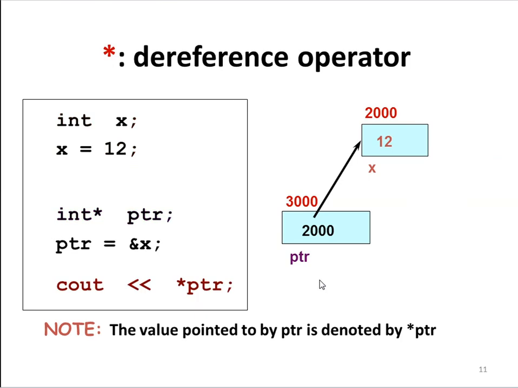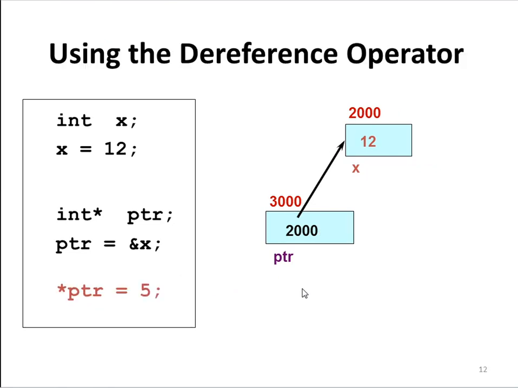Dereference operator: how are we going to use the dereference operator? Same example: integer x, x equal to 12, integer star ptr, then ptr equal to &x. Then cout star ptr. When we say cout star ptr, we know star ptr indicates the value at address. Value at address means 2000's value. The value at address 2000 is 12. It will print 12.